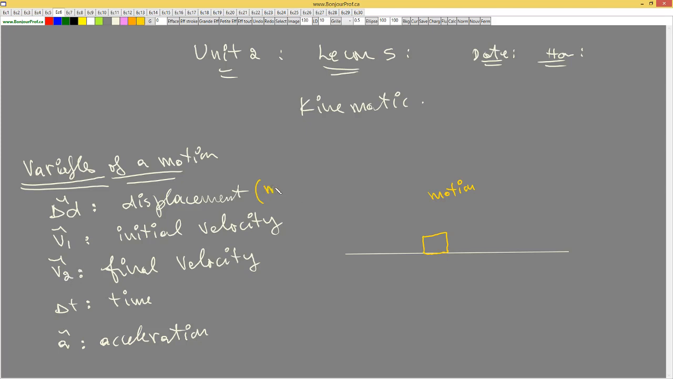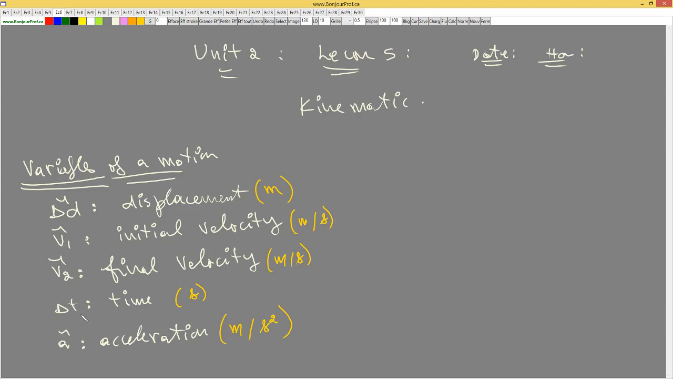So what are the units? The displacement will be measured in meters. The velocity will be measured in meters per second. The time will be measured in seconds, and acceleration in meters per second squared. By looking at the units, you have to know if it is displacement, velocity, time, or acceleration. So this is what I can learn about the motion of an object: the displacement, the initial velocity, the final velocity, the time, and the acceleration. That's it.